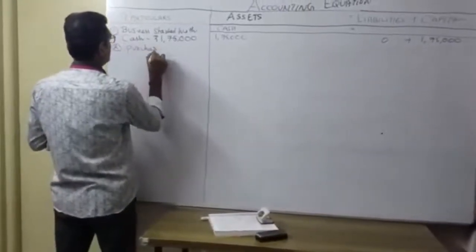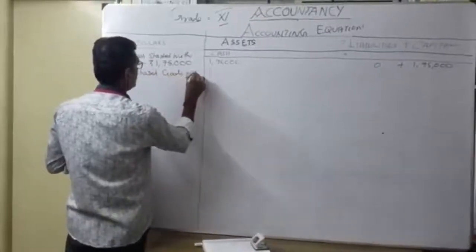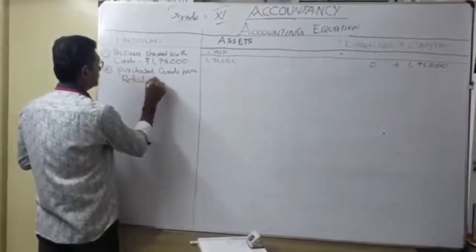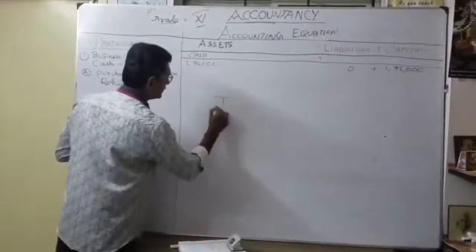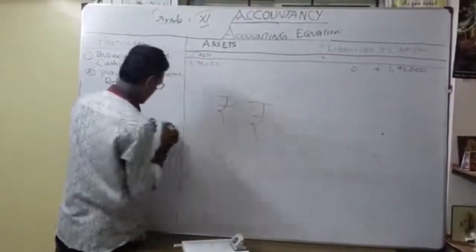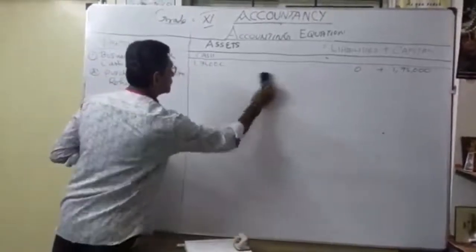Purchased goods from Rohit. How much? See, this is rupees, you want to write like this, like Indira. Understood? Put it like this, then plus. Don't write rupees RS. So that's what you want to know, how to write that.